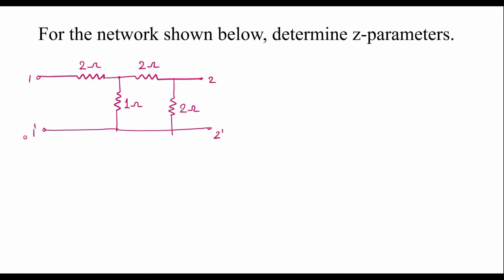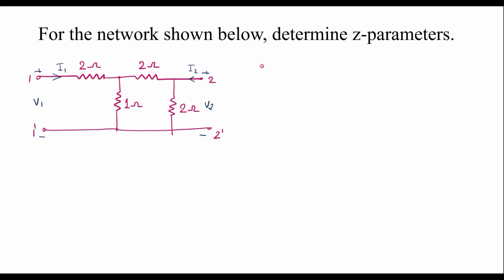Let 1 dash be the input port. The voltage at the input port is, say, V1. 2 dash we will assume as the output port. The voltage at 2 dash is V2. This end is plus, this end is minus. Similarly, it is plus, it is minus. We'll assume that the current in the first port is I1 and the current here is I2.